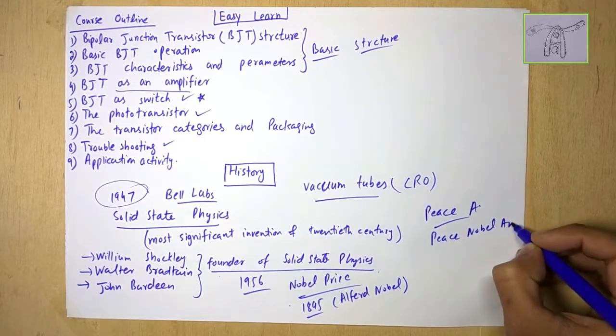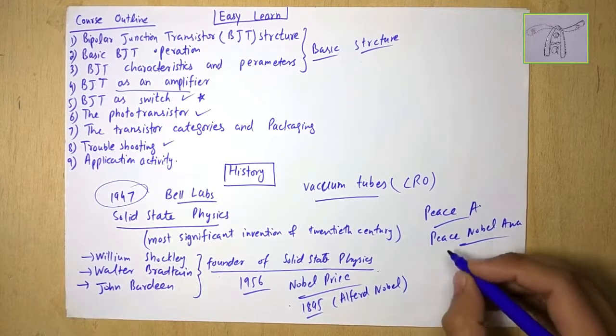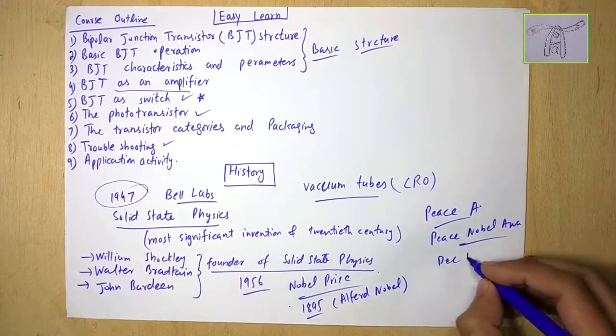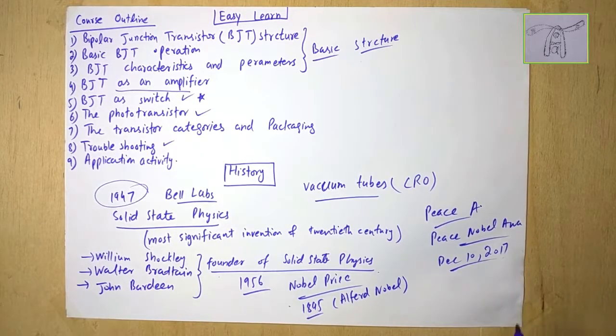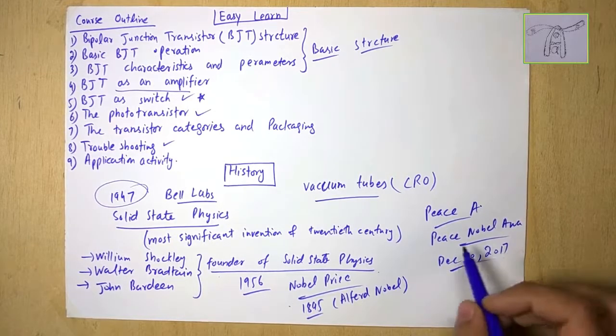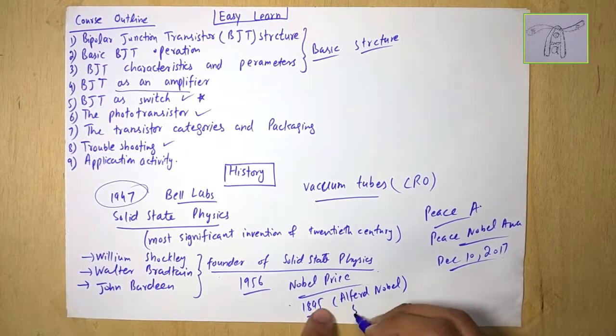I know this because I'm Pakistani, and one award went to a Pakistani, Malala Yousafzai. She received this award, I think, on December 10, 2017. I think I'm right, and that is the date when she collected the Nobel Prize. Anyway, when we talk about the Peace Nobel Prize, there are two types of prizes. Alfred Nobel was from Sweden.